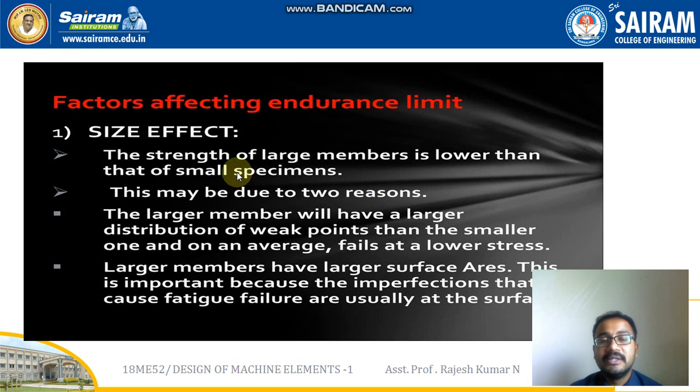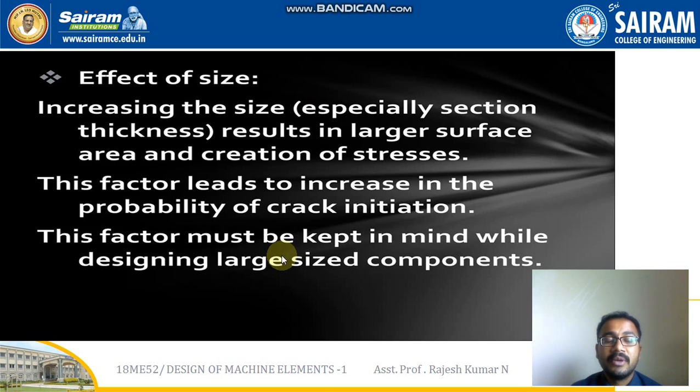We know that the strength of large members is lower than that of smaller specimens. So it will vary with the size, and this may be due to two reasons. The first one is the larger member will have a larger distribution of weak points than the smaller one, and on average fails at a lower stress. But the larger members have larger surface areas. This is important because the imperfections that can cause fatigue failure are usually at the surface.